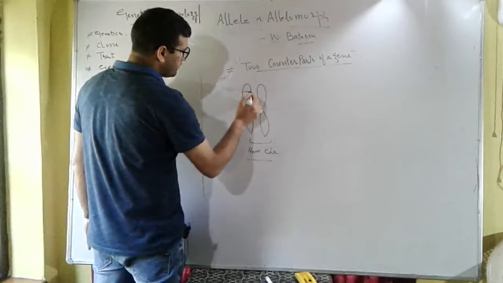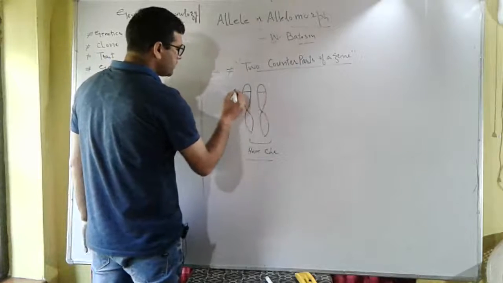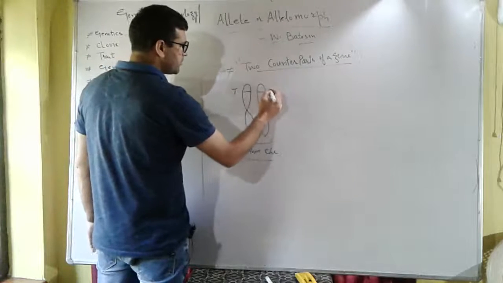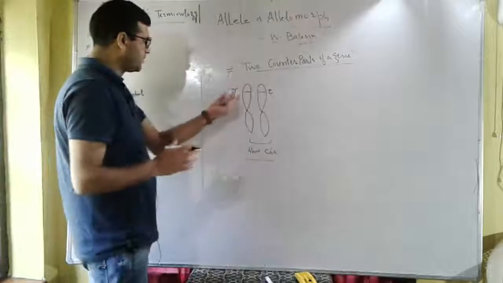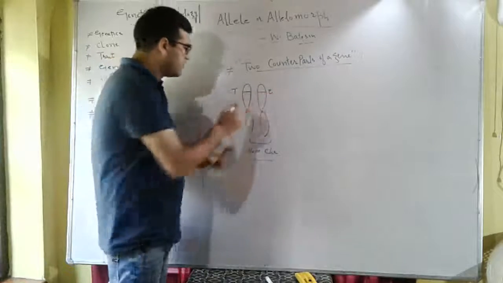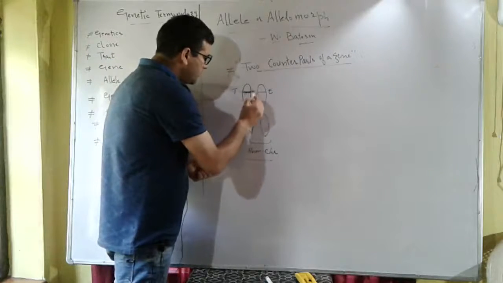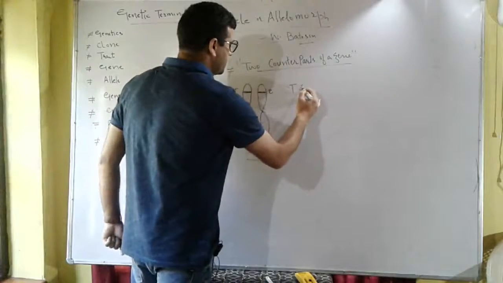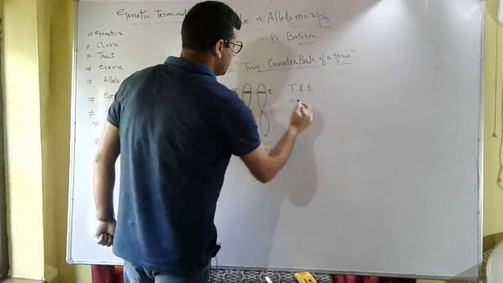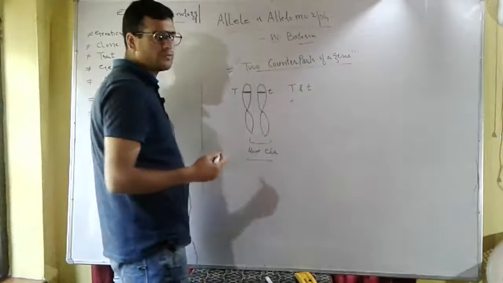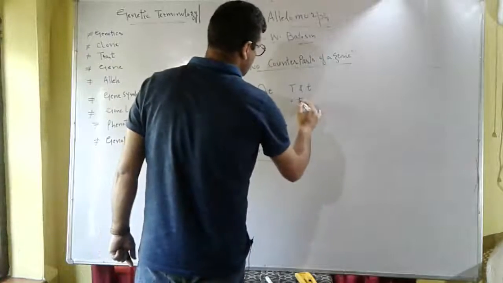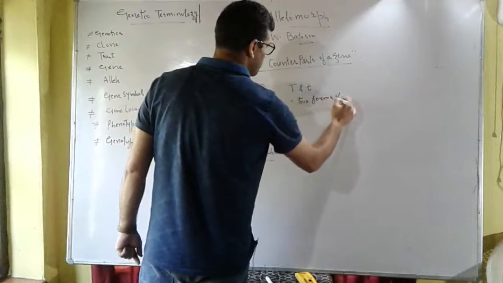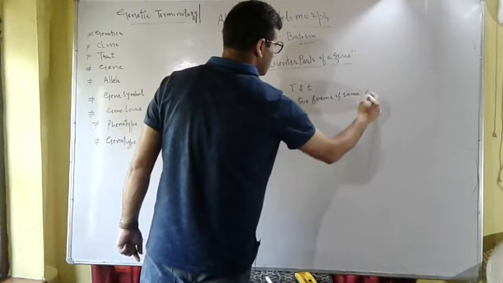For example, this is capital T, this is small t. This capital T and small t are two alleles of the same gene. Two forms of the same gene. So these are called alleles.